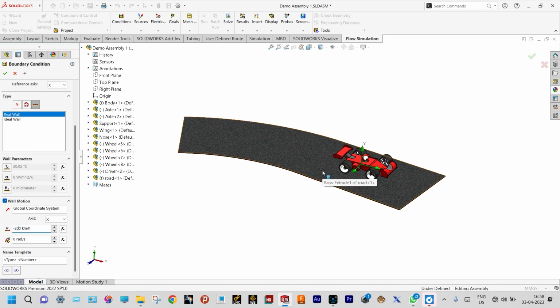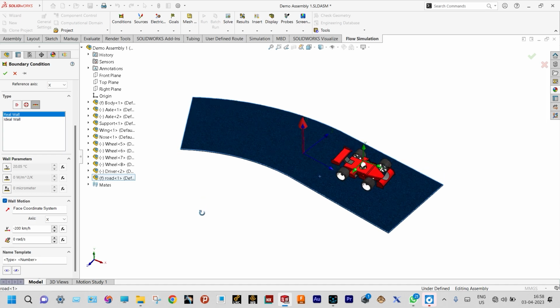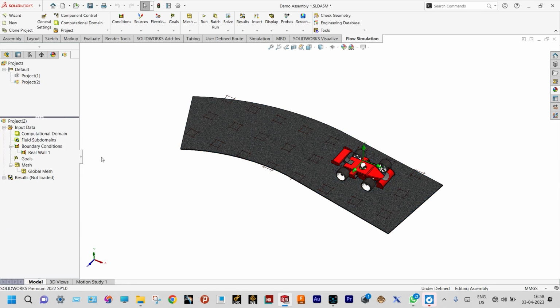So the velocity of the wheel and path will be exactly equal but opposite in sign. Let us select the path or the road. That one will be moving with a velocity of minus 200 km per hour, right? Done. Green check.